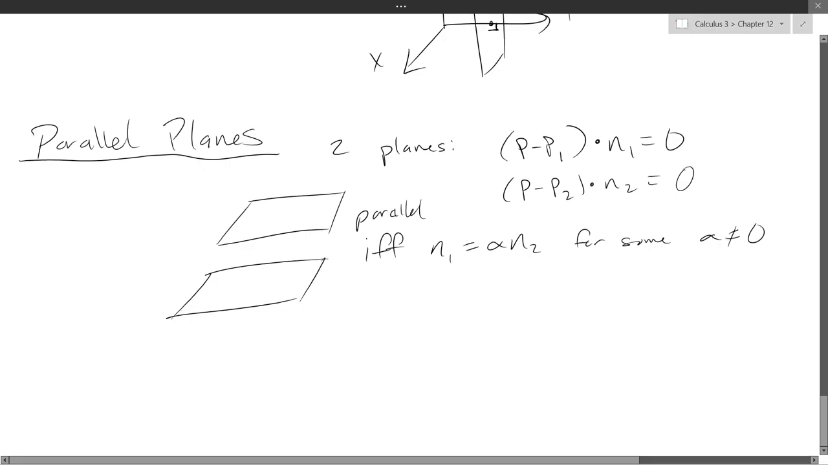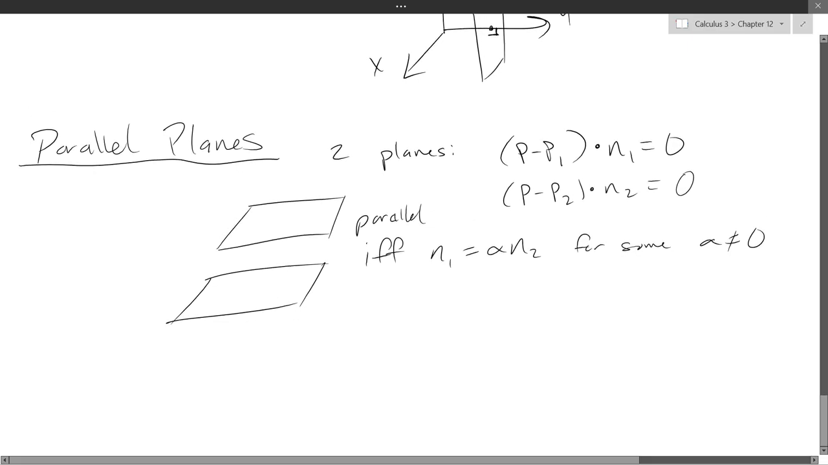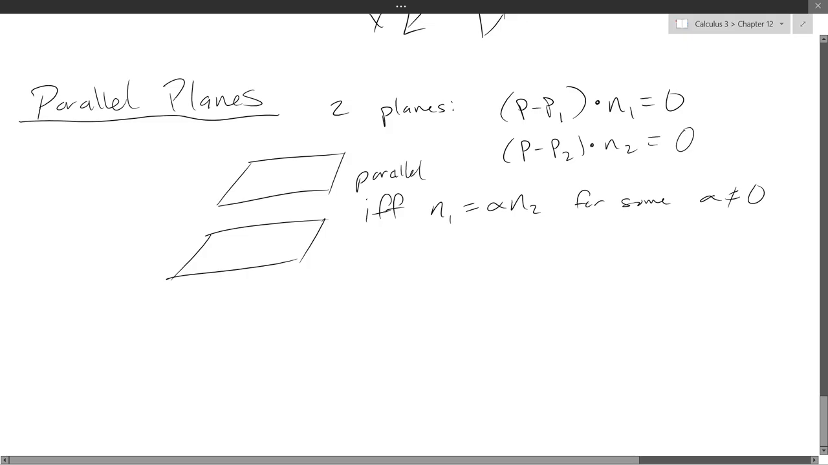So just to be clear, it doesn't mean your equations are multiples of each other, because the constant might be off. Constant's off means one of the planes is above, below, depending on your perspective, or to the side of the other plane. So you just look at normals.